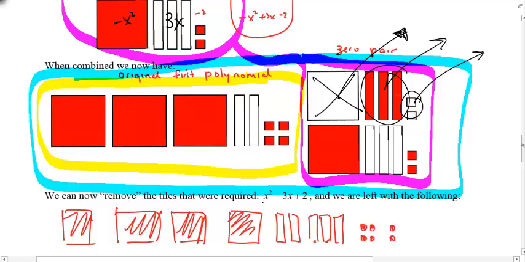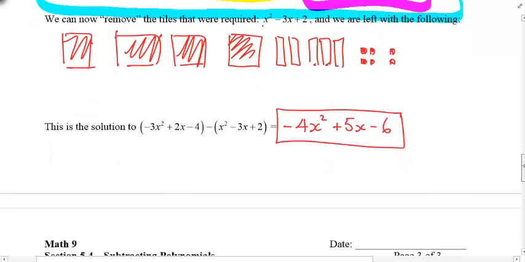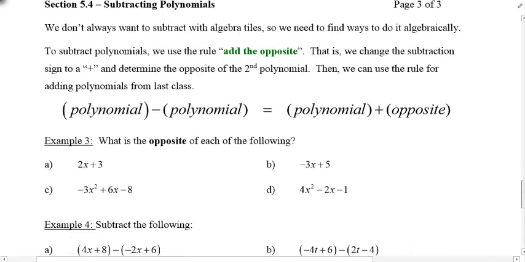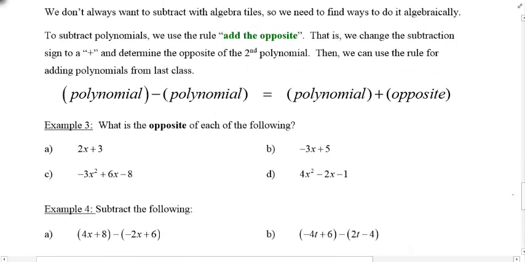So in essence, what we just did in example number 2 is what we're going to do with algebra. We're going to add the opposite. But before we try that in example number 4, let's just quickly figure out what the opposite are for each of these polynomials. Example 3a, I said, here's 2x plus 3. What's the opposite of 2x plus 3? Yeah, change everything to a minus. So minus 2x, or negative 2x, minus 3.